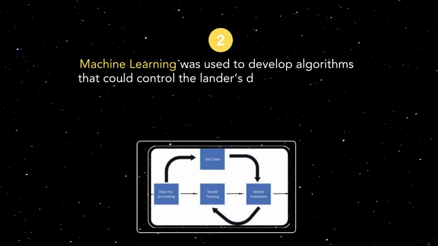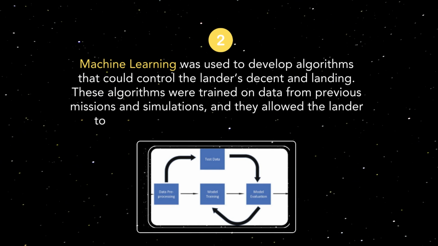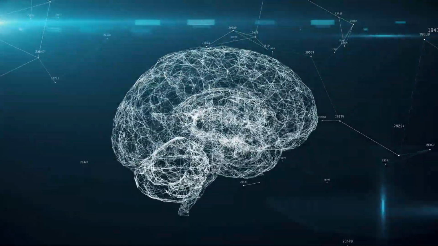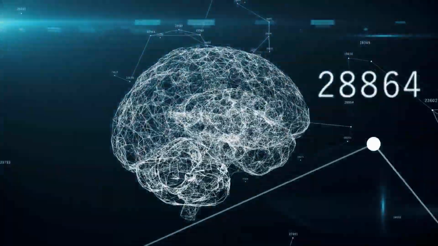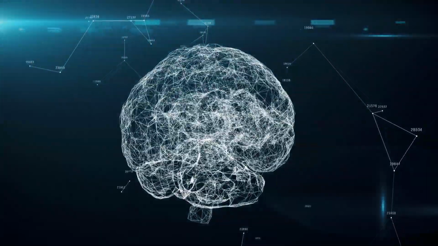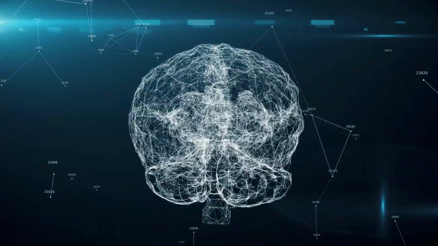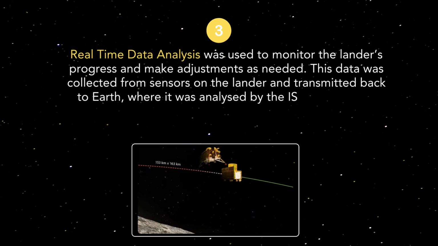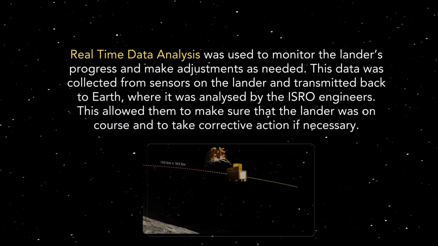Machine learning was used to develop algorithms that could control the lander's descent and landing. These algorithms were trained on data from previous missions and simulations, and they allowed the lander to land safely even in challenging conditions. Real-time data analysis was used to monitor the lander's progress and make adjustments as needed.